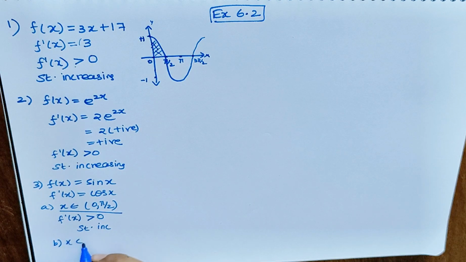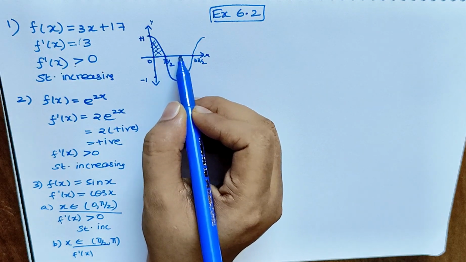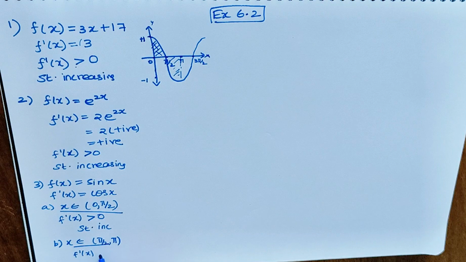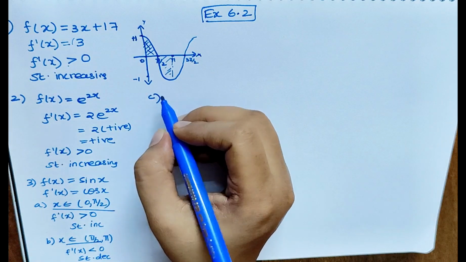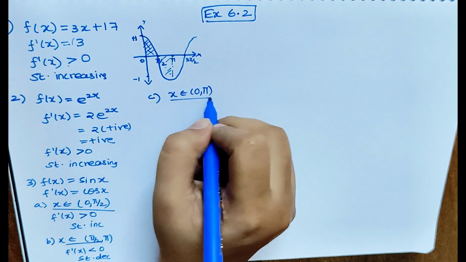Next subdivision, x belongs to the interval pi by 2, pi. Okay. So the derivative f dash of x, that is cos x, for 90 to 180, the curve is below the origin, that is negative. Therefore, it is less than 0. It is strictly decreasing. And the third subdivision, x belongs to the interval 0, pi.